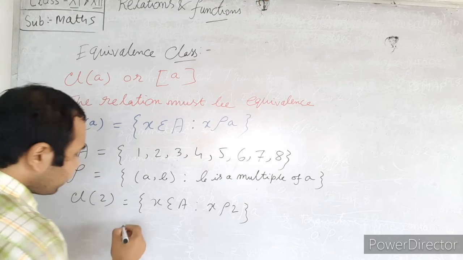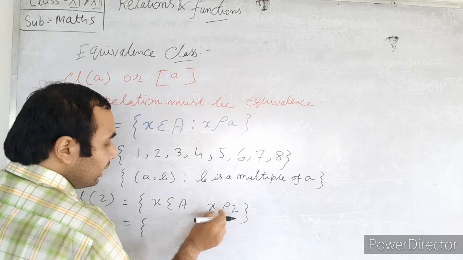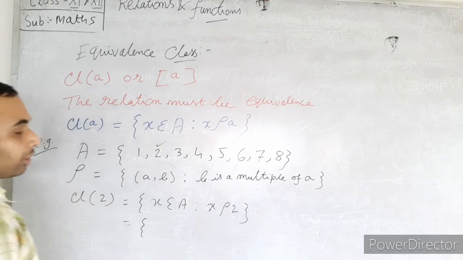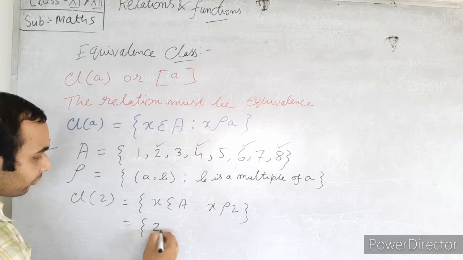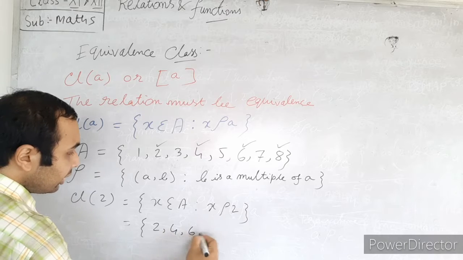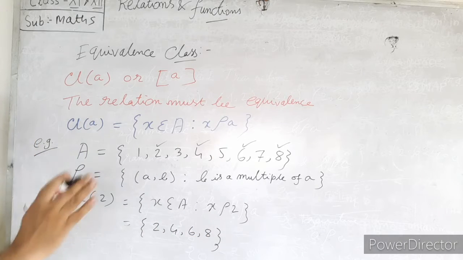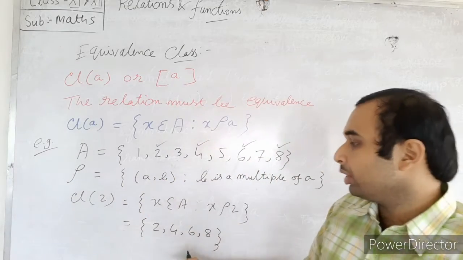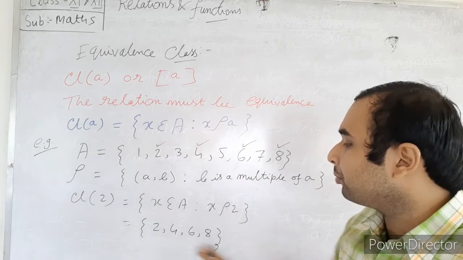What are the first coordinates? Now it is coming. If 2, the multiples of 2. So 2 is the multiple of 2, 4 is there, 6 is there, 8 is there. So obviously 2, 4, 6, 8. As simple as that, very simple, very easy concept. That is the collection of the elements of set A which are multiples of 2.